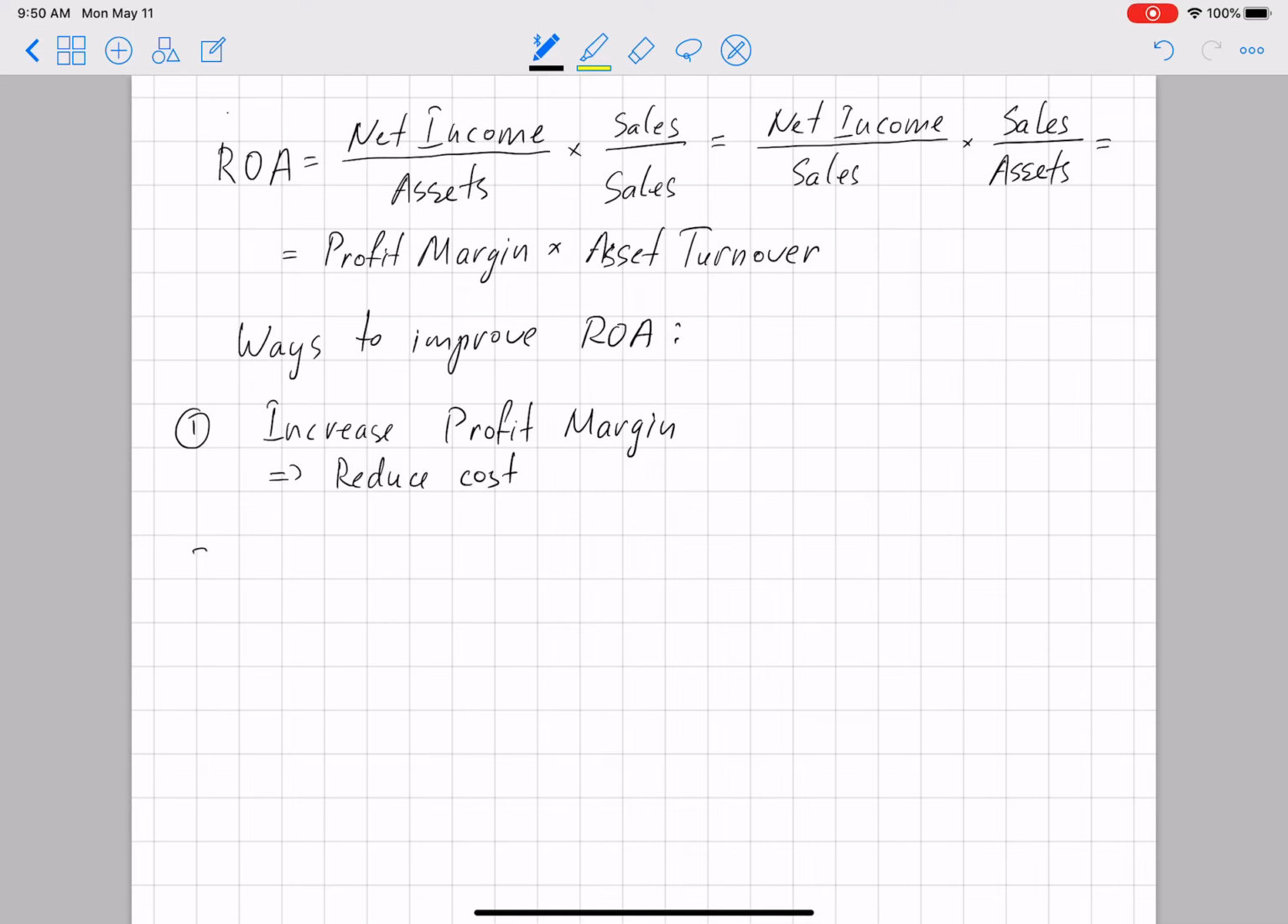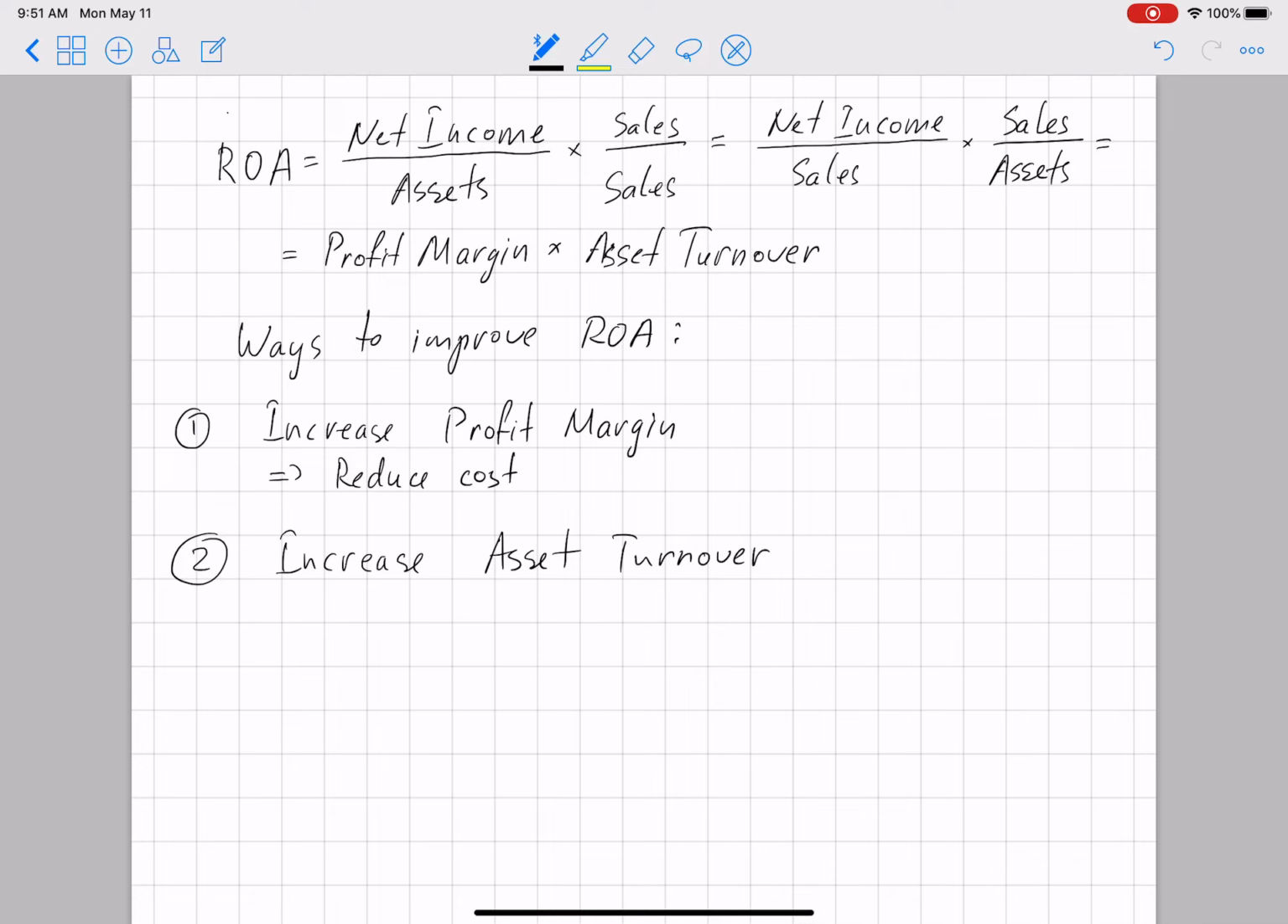Okay, so number two will be increase your asset turnover. Now, what are the ways to improve your asset turnover? Well, the best way to understand it is to remember that asset turnover is driven by turnovers of different types of assets: inventory turnover, accounts receivable turnover, and fixed asset turnover. So let's start with each of them and prescribe certain actions.